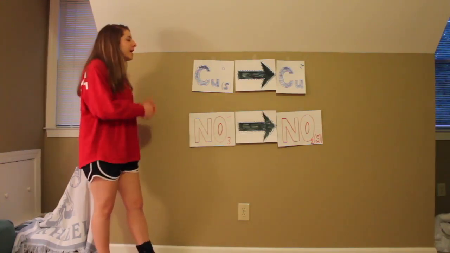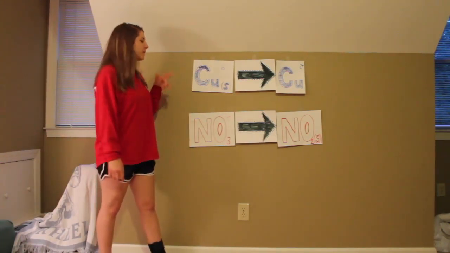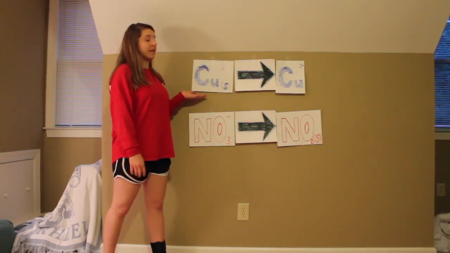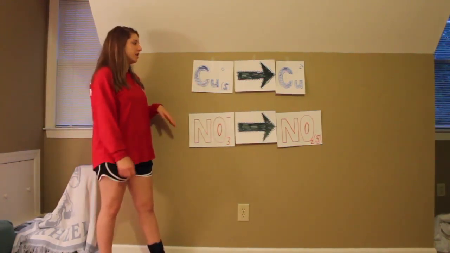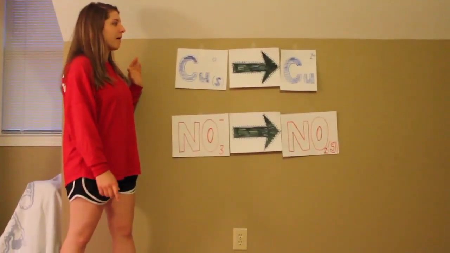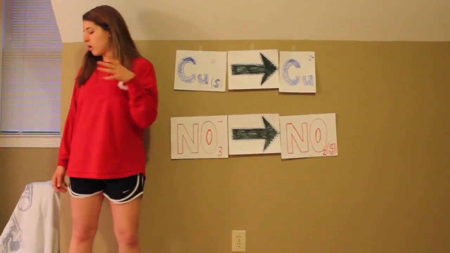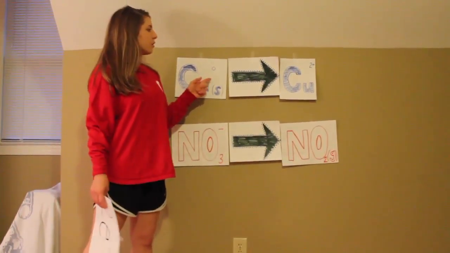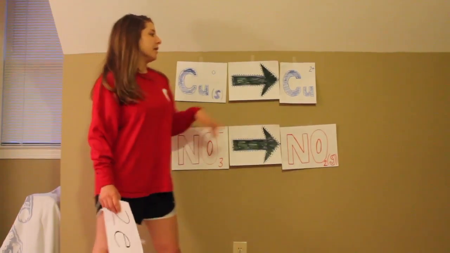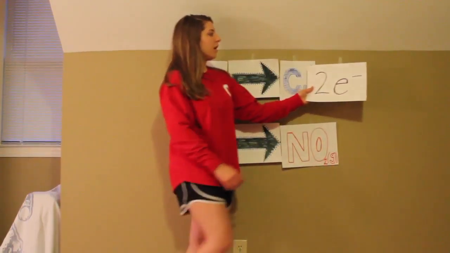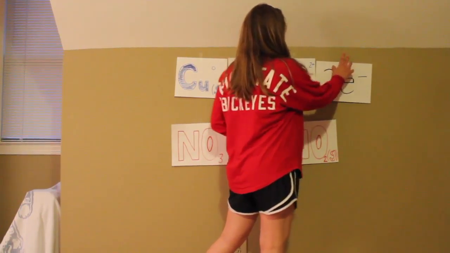Okay, so the second step is to balance the half reactions. The first one we're going to do is the oxidation reaction. So first you want to balance anything other than O and H, and since copper is already balanced and we don't have O or H, then all we have to worry about is the charges. So on copper, there's no charge on solid copper, and there's a 2 plus charge over here. So we're going to add 2 electrons to this side to balance.